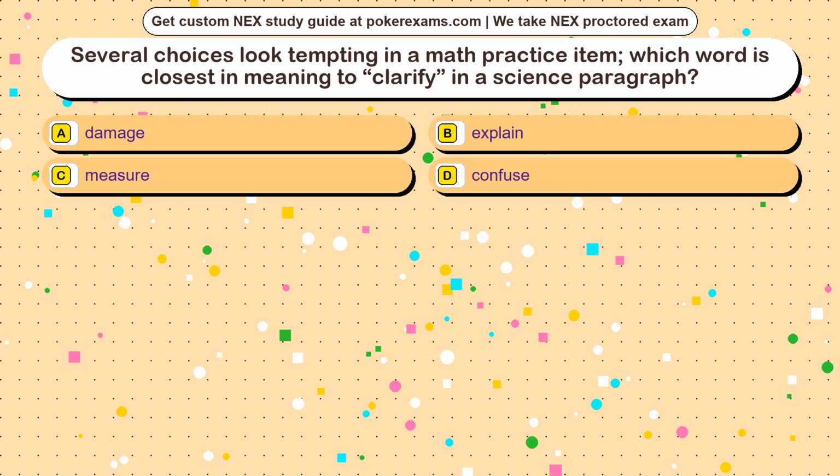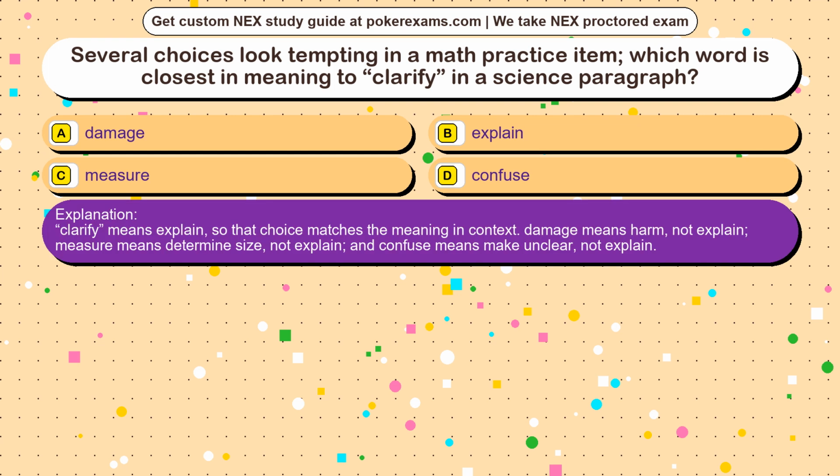The correct answer is option. Clarify means explain, so that choice matches the meaning in context. Damage means harm, not explain. Measure means determine size, not explain. And confuse means make unclear, not explain.